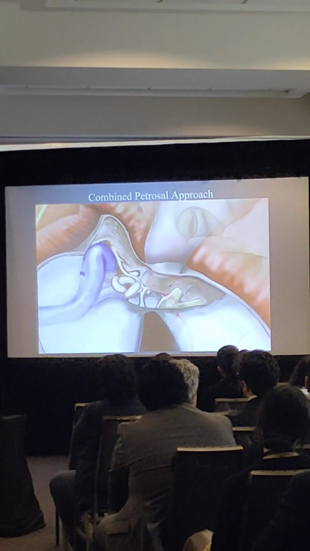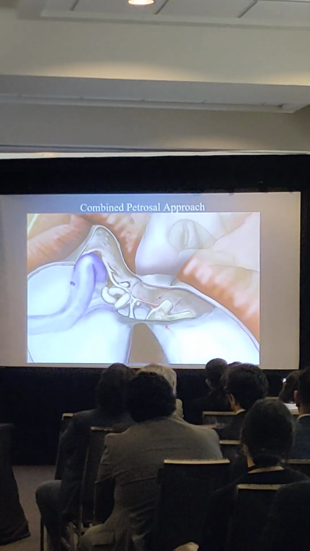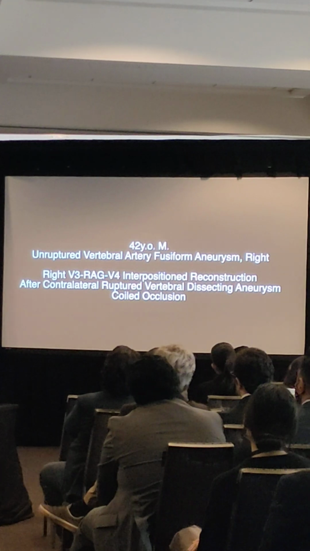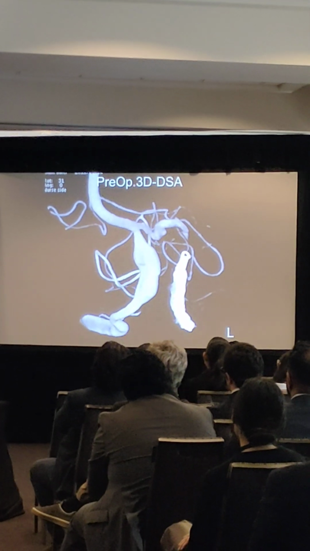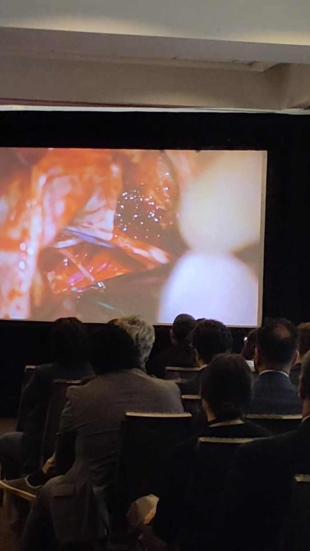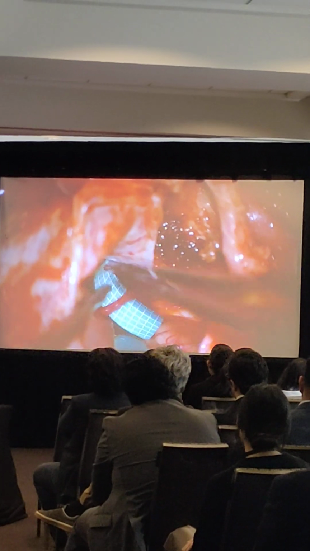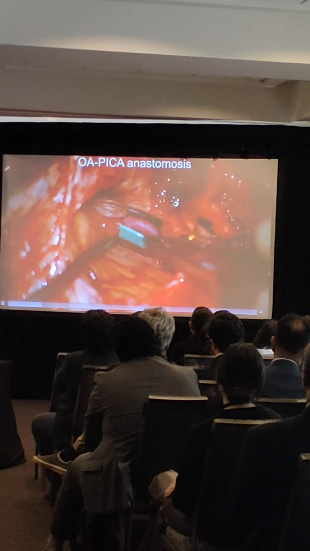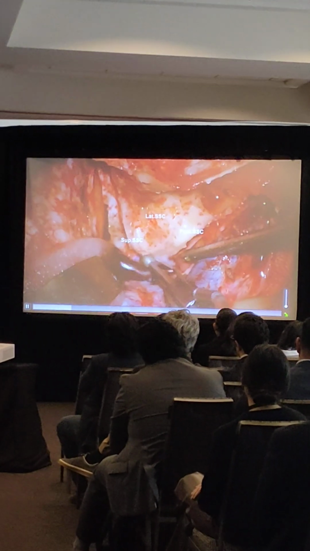Sometimes we need the combined petrosal approach, the anterior petrosectomy and the posterior petrosectomy. We have to do it simultaneously in order to perform a safe bypass. This is the previously coiled left-side vertebral aneurysm.